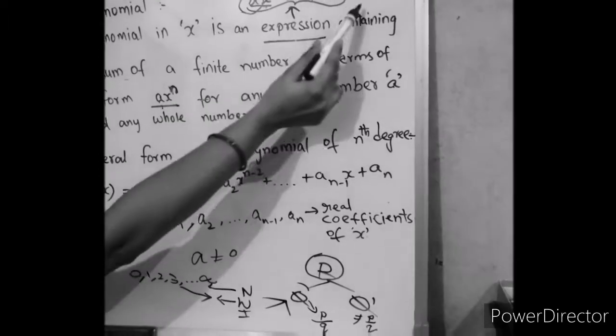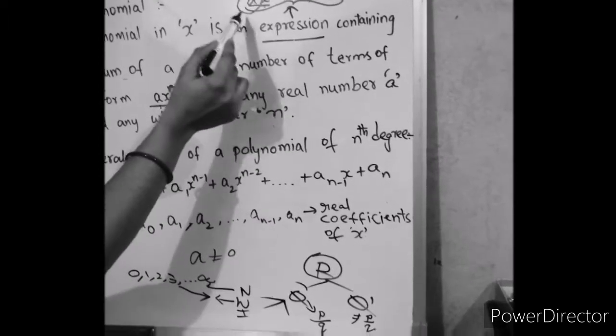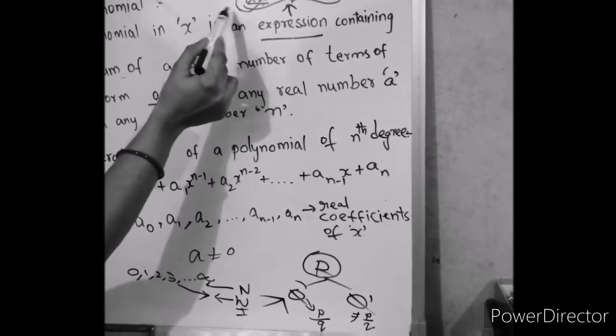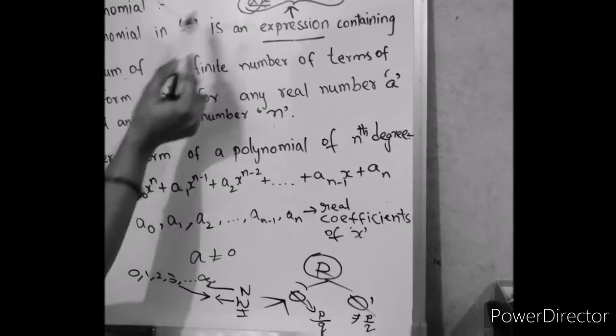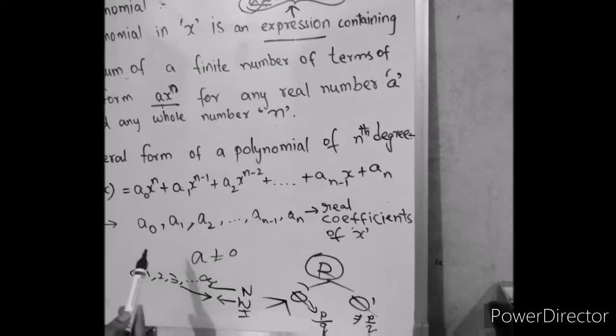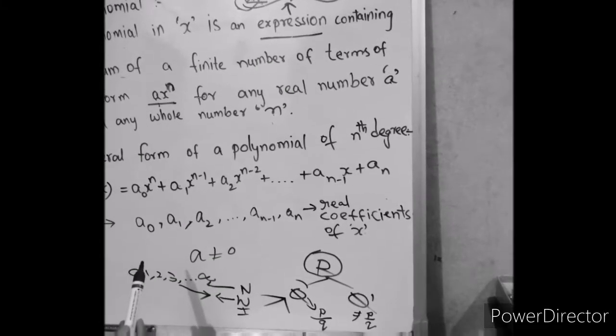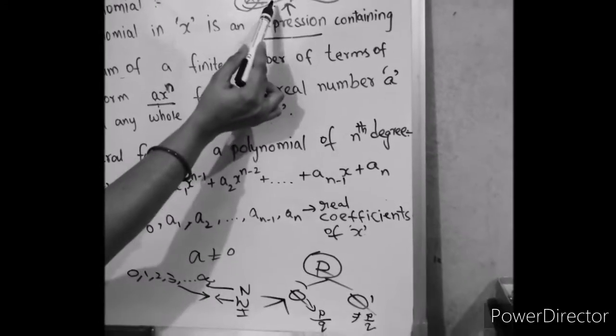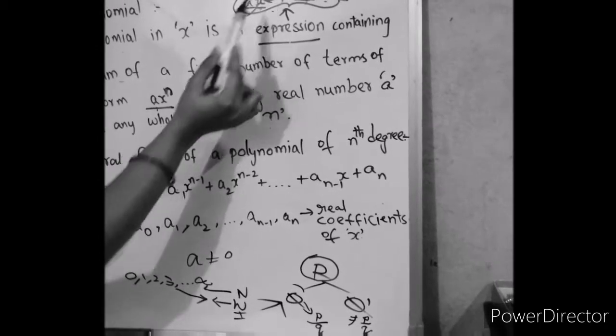This particular equation of the second degree is a very good example of a polynomial of second degree, because the power of this equation is 2. I can say it is a polynomial in x with degree 2.